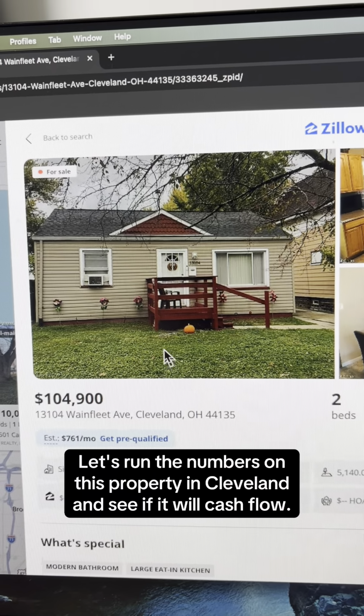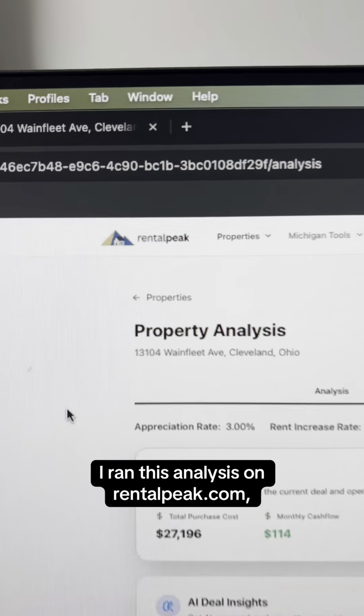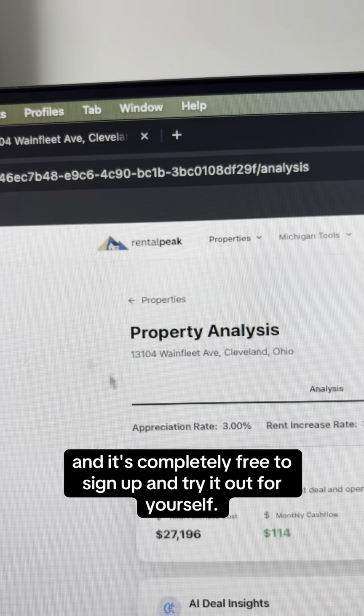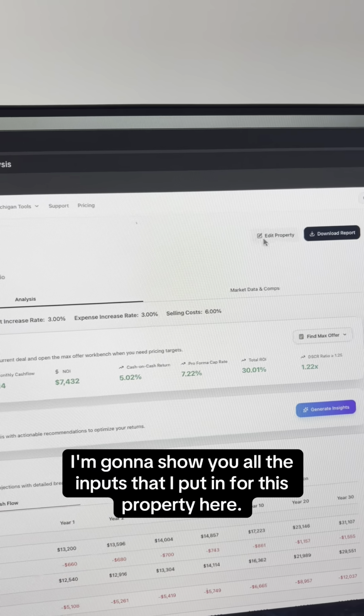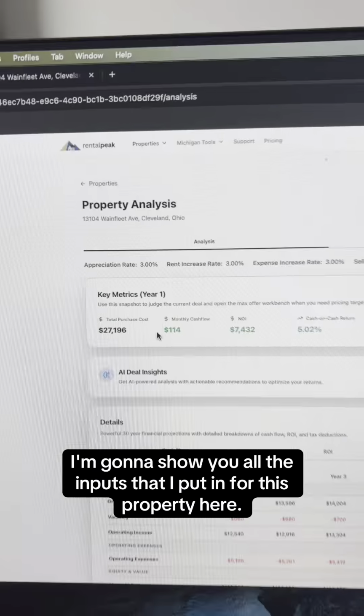Let's run the numbers on this property in Cleveland and see if it will cash flow. I ran this analysis on rentalpeak.com and it's completely free to sign up and try it out for yourself. But at the end of this video, I'm going to show you all the inputs that I put in for this property here. Now let's look at the metrics.